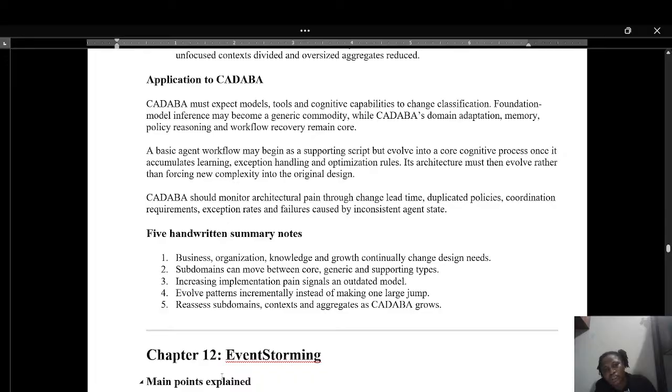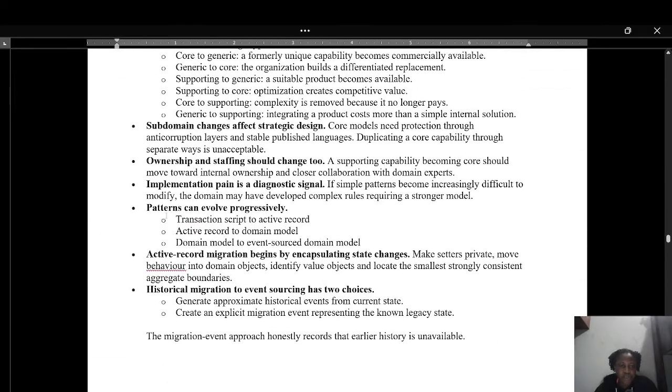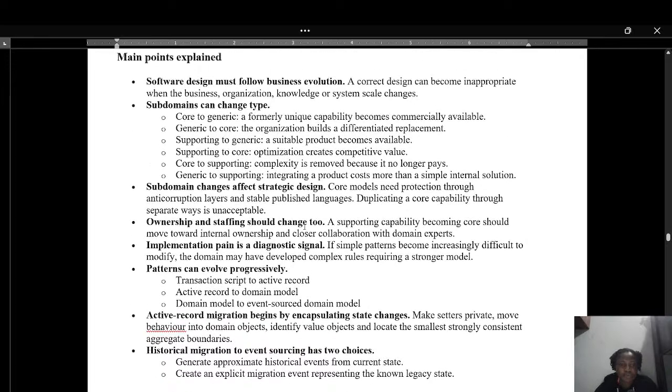So as you design, as we studied here, look at this point here. Patterns can evolve progressively. You can move from transaction scripts to active record. You can move from active record to domain model. You can move from domain model to event sourced model, for instance. So you can move between those approaches. Subdomains can also change type.